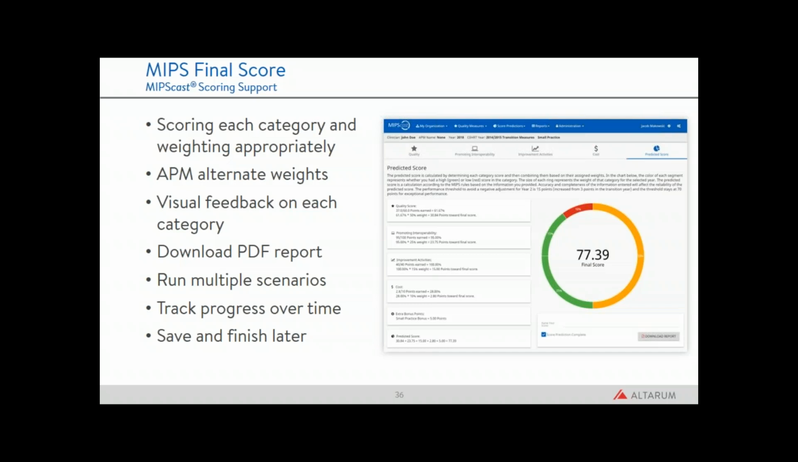You can run multiple scenarios. So again, if you want to check the ACI category for multiple 90-day periods, if you want to try running a scenario with a reweight on the ACI category because you qualify for a reweight there, if you want to enter lots of different quality measures over varying time ranges as the year progresses, you can see how you're tracking over time. This also allows you the ability to enter partial data for a score prediction, save it, and come back later and finish.